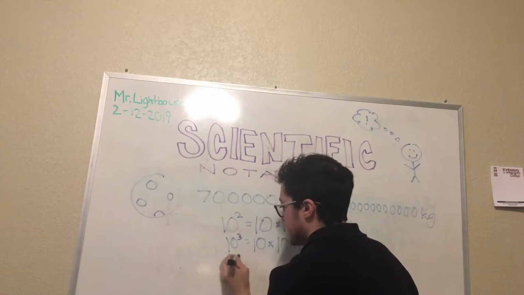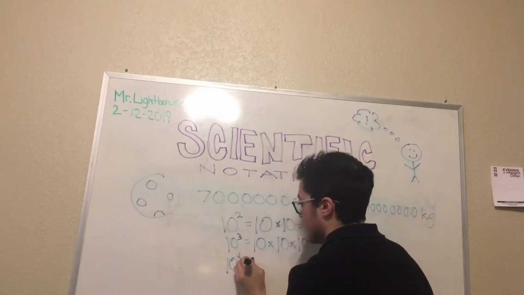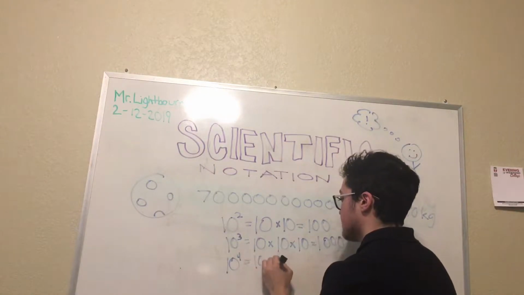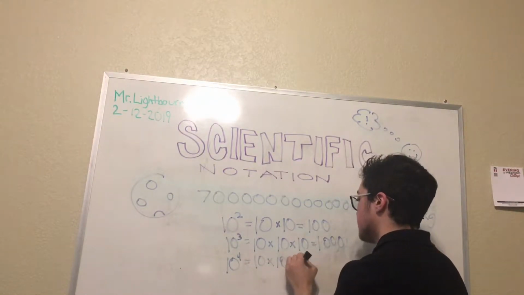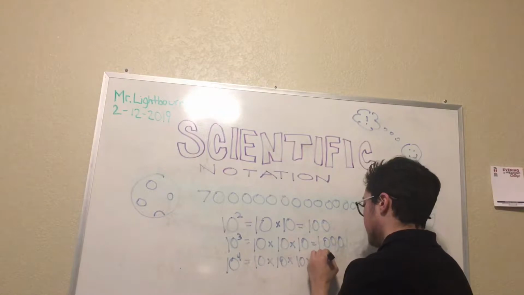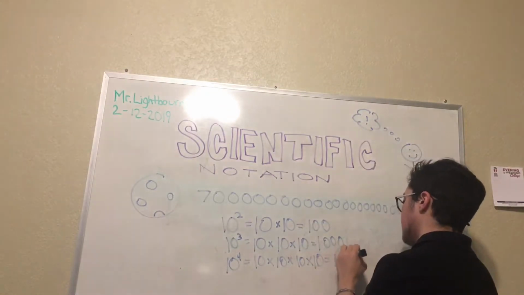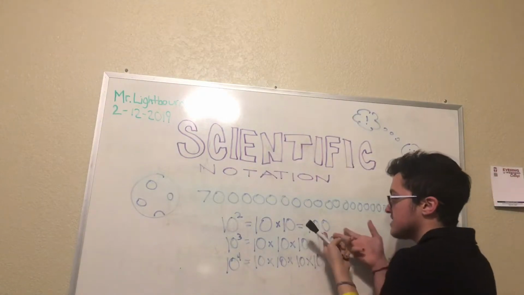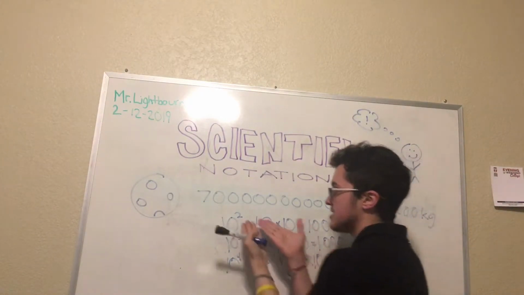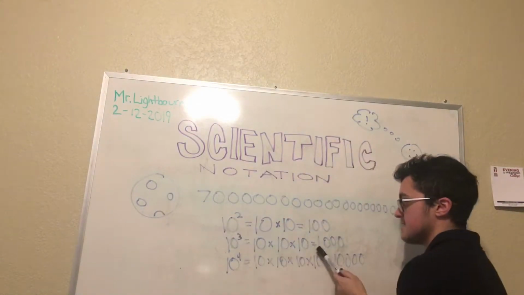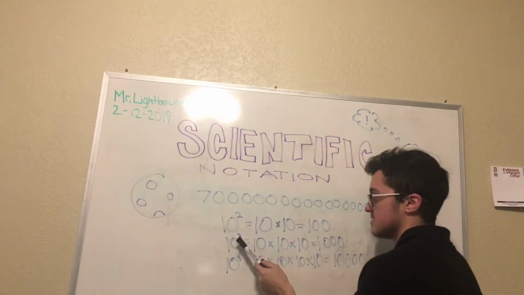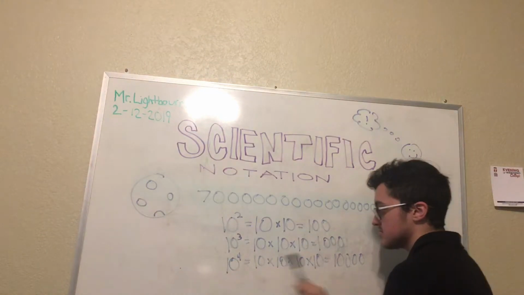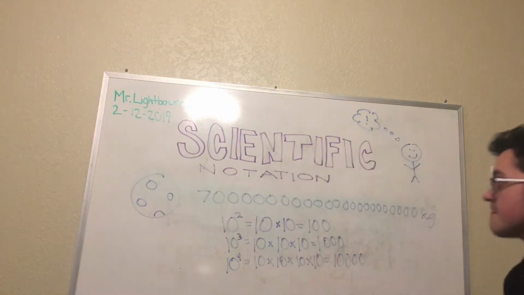One more time, 10 to the 4th power, which would be, correct, 10 times 10 times 10 times 10. 10,000. As you can probably notice, the number of zeros in this number equals the superscript. See? 3 zeros, 3 is the superscript. 4 zeros, 4 is the superscript.